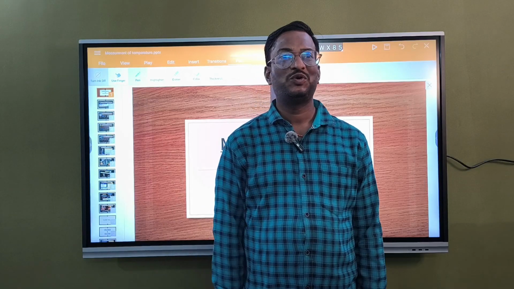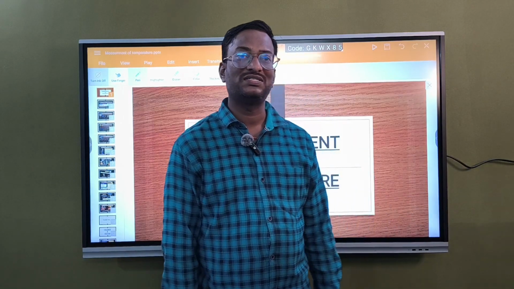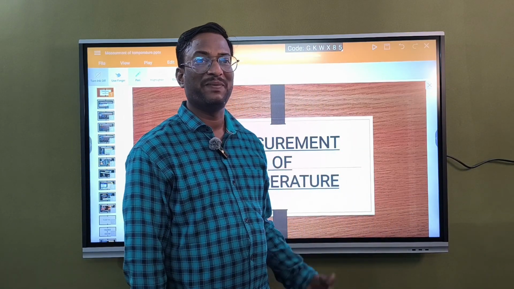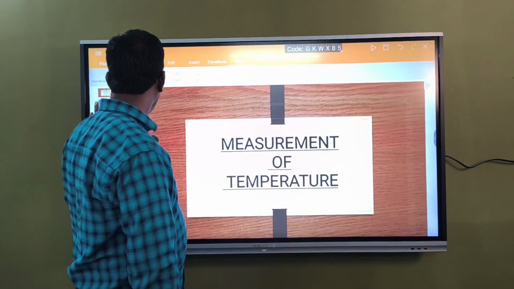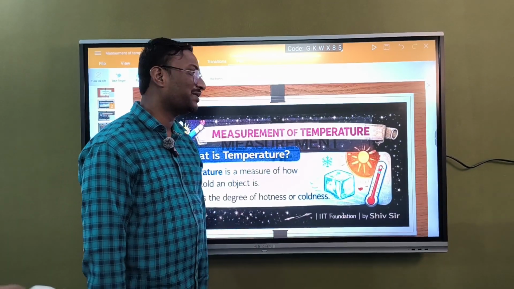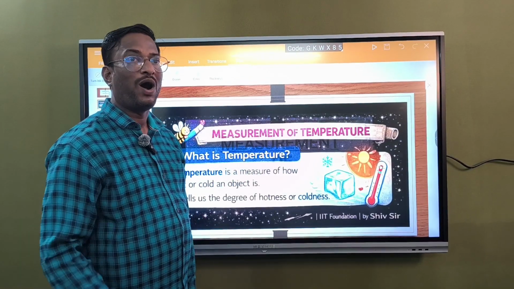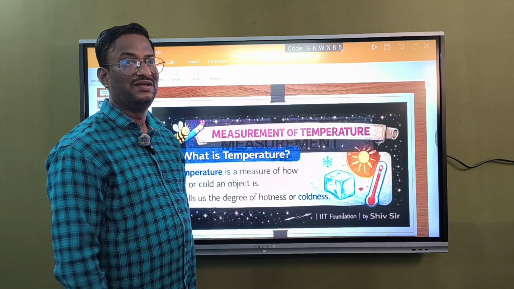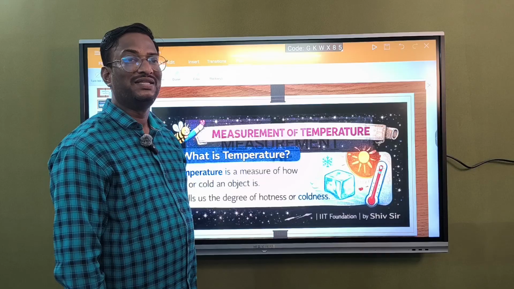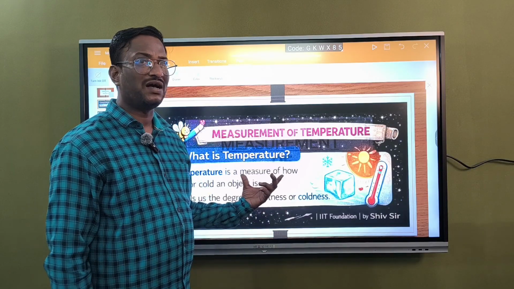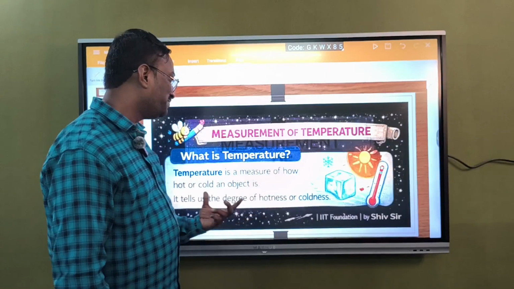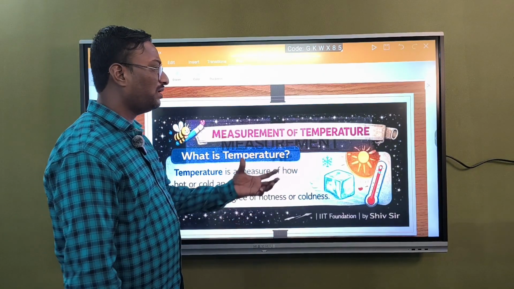Hi children, today we discuss a new concept known as measurement of temperature. We shall try to discuss what is a measurement of temperature, or what is temperature. So what is temperature? The temperature is a measure of hotness or coldness of a body or object.